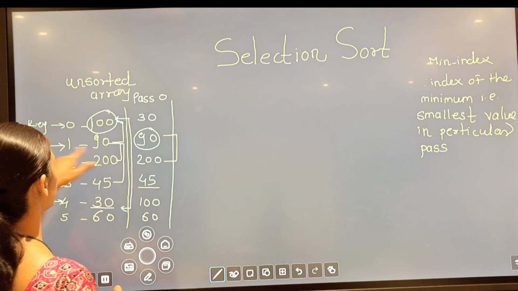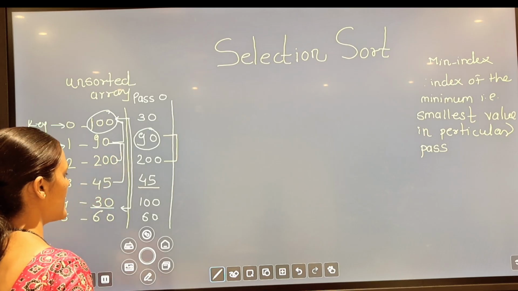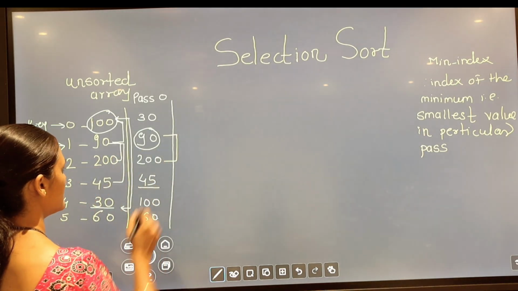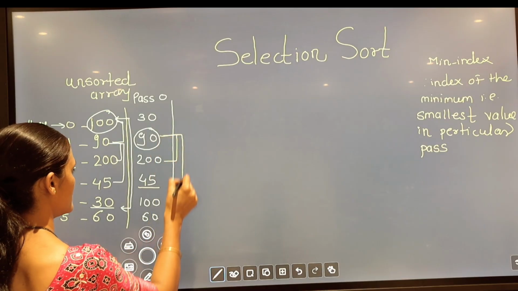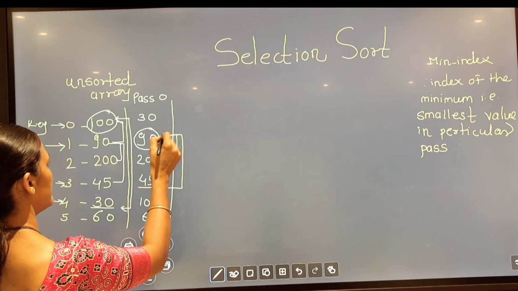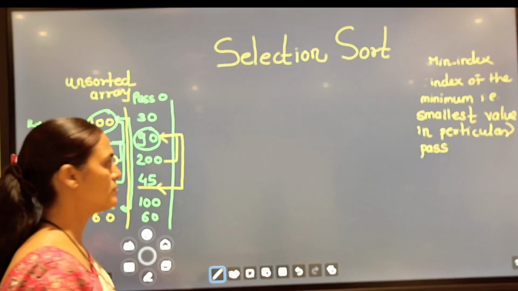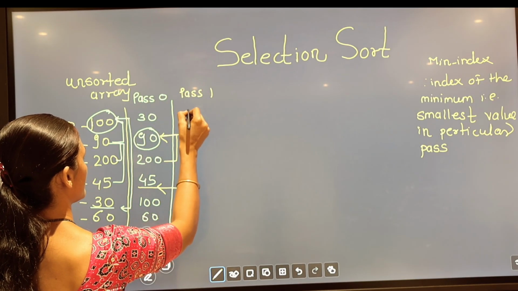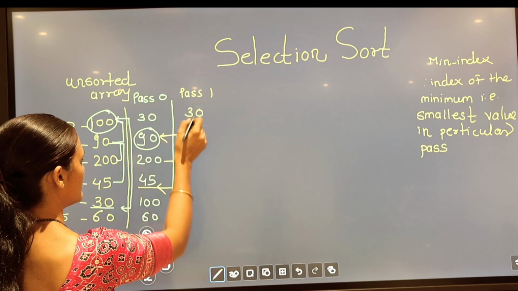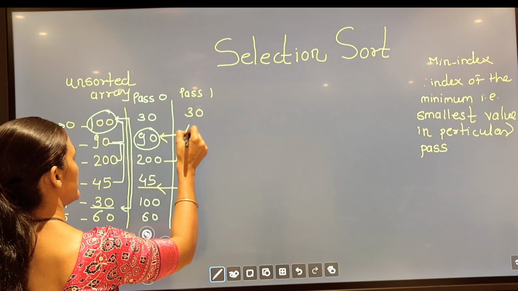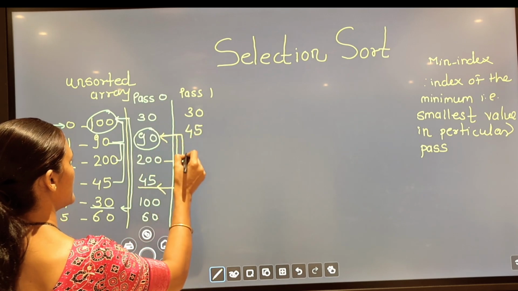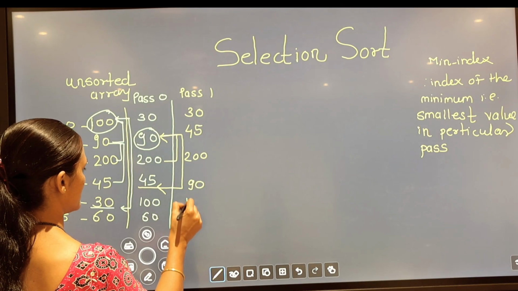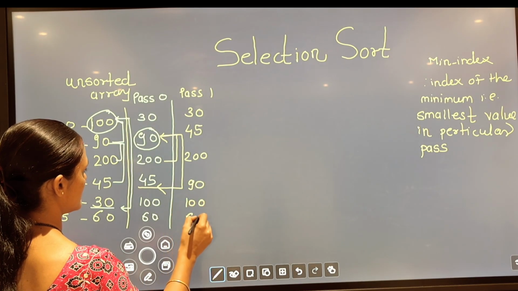Our key is at index 1, that is key value is 90. Mean index will be at index 3. Now the exchange will be done between 90 and 45. So after pass 1: 30, the first value as it is, 45 is exchanged with 90, 200 as it is, 90 will be here, 100 and 60.